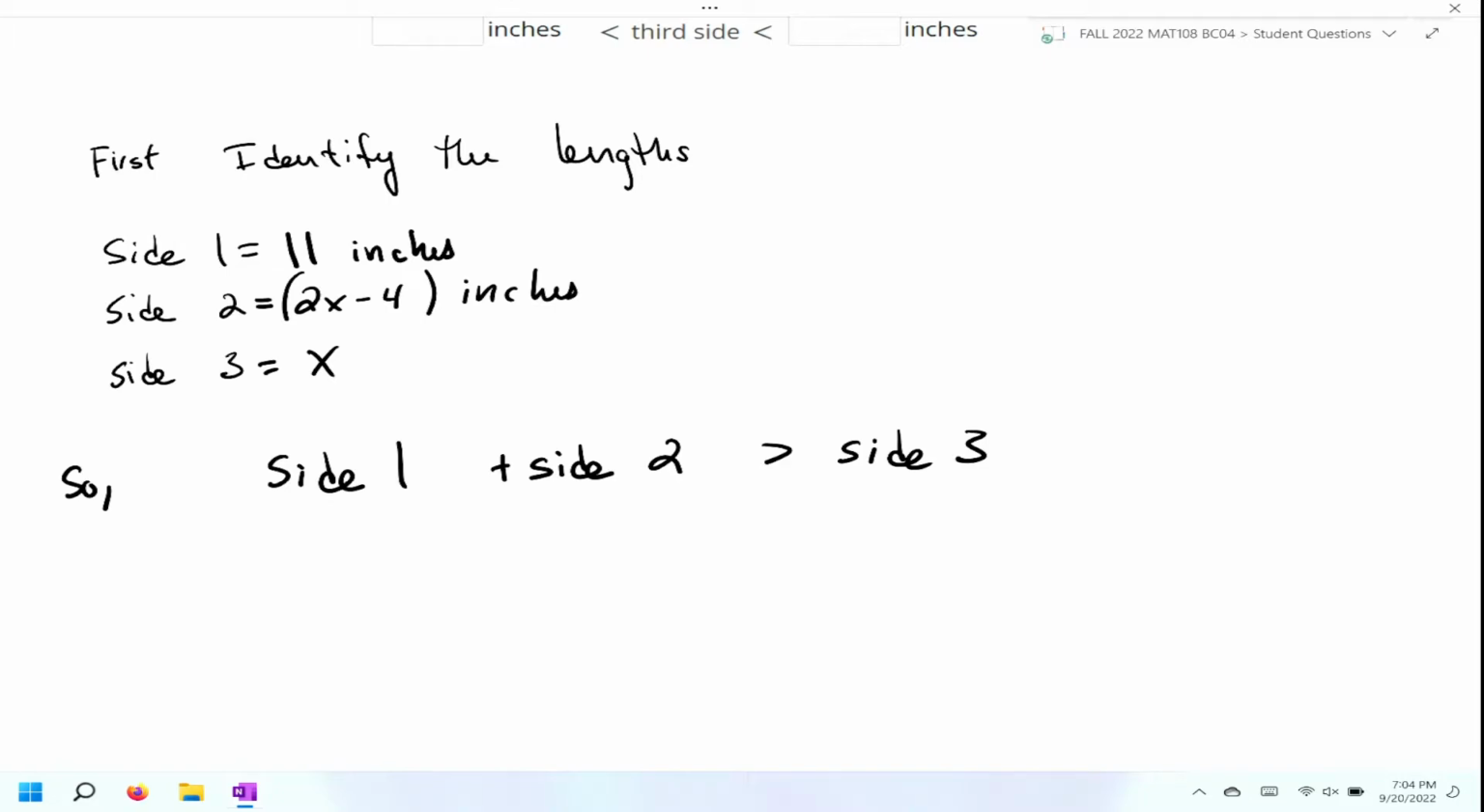We know side one is 11. We know side two is 2x minus 4. And this has to be greater than x. Now from here, we're going to solve this just using our basic properties of linear inequalities. So I'm going to go ahead and group my like terms on the left-hand side. So I'm going to get 2x, 11 minus 4 is positive 7, which is greater than x.